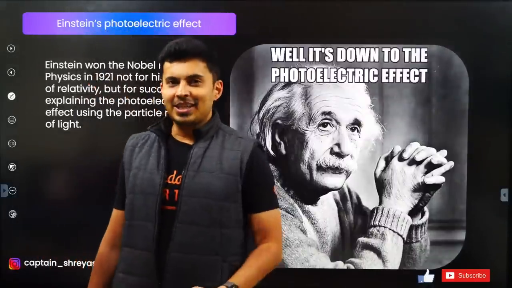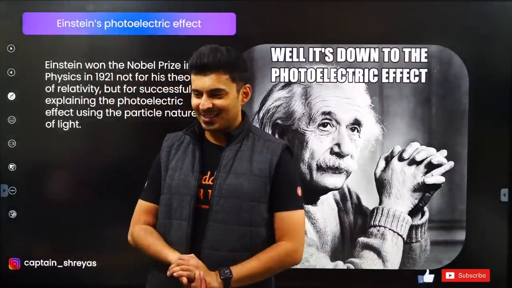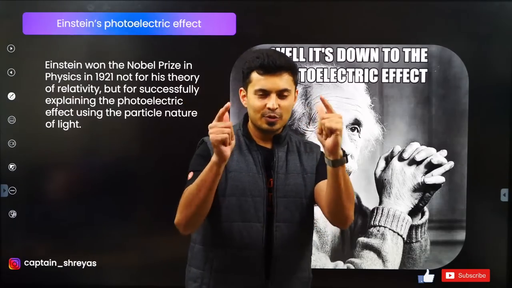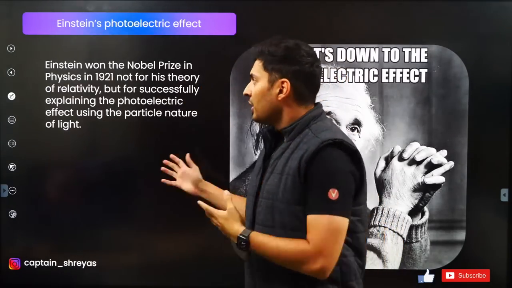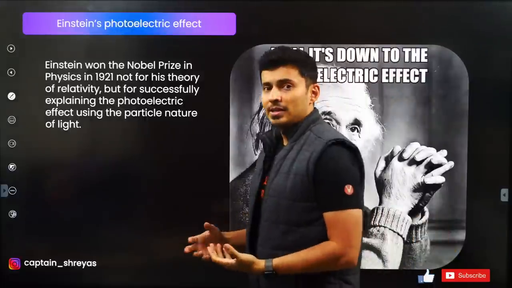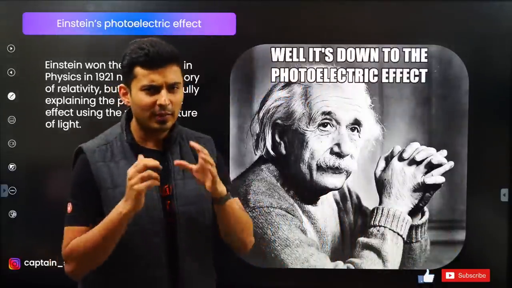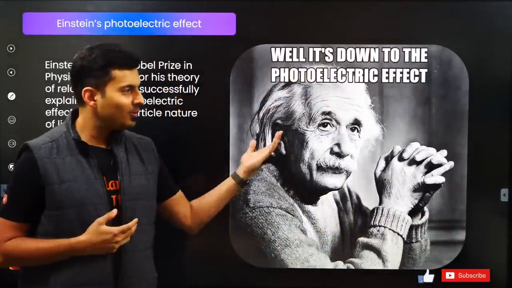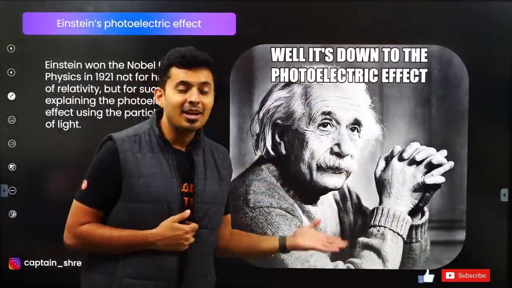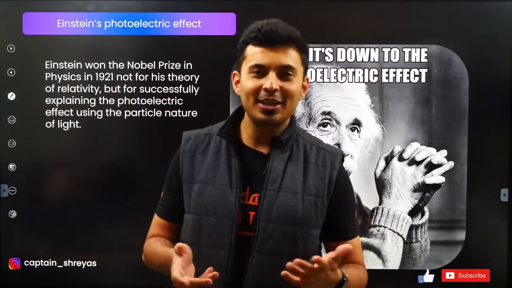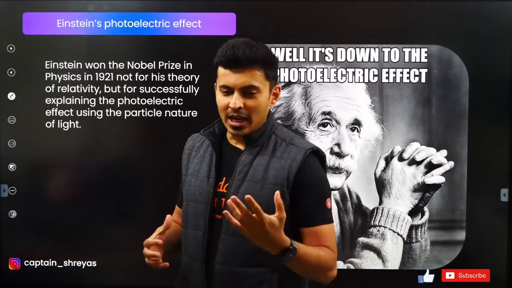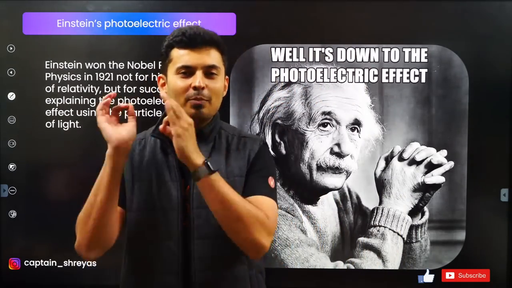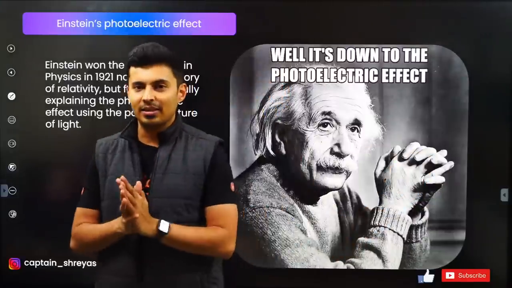Now, Einstein. Last equation, guys. And this is very important because there will be problems on this. It's obviously there in chemistry as well. So, Einstein won the Nobel Prize for the photoelectric equation. It's a very simple equation. You will be like, sir, for this he won Nobel Prize? Really? I thought it was for relativity. Actually, he did not win it for relativity. He won it for the photoelectric effect. And this equation is completely based on energy conservation, nothing else.